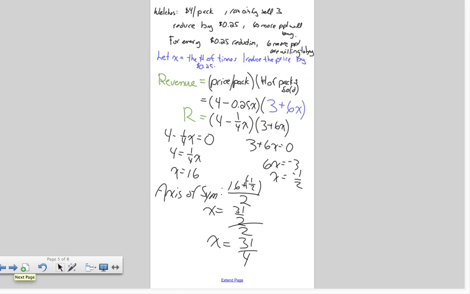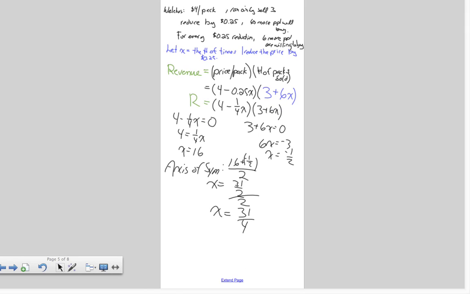But what does x represent? The number of times they need to decrease the price. So 31 divided by 4 is 7.75, roughly around 8. Let's just say 8. So x is equal to 7.75. I need to reduce the price 7.75 times.